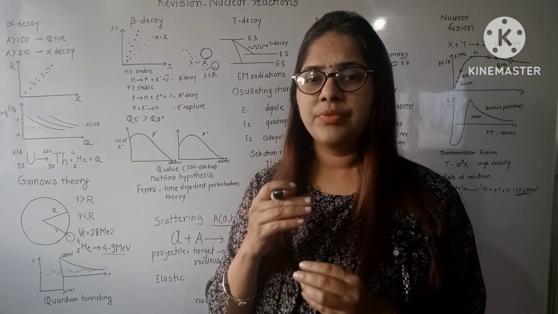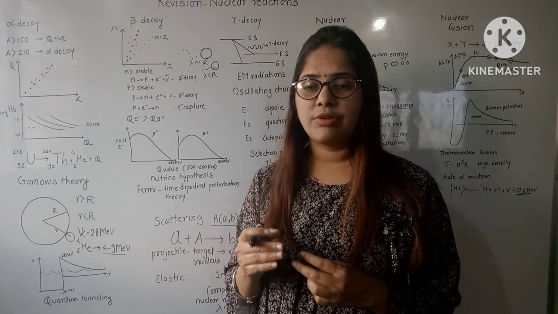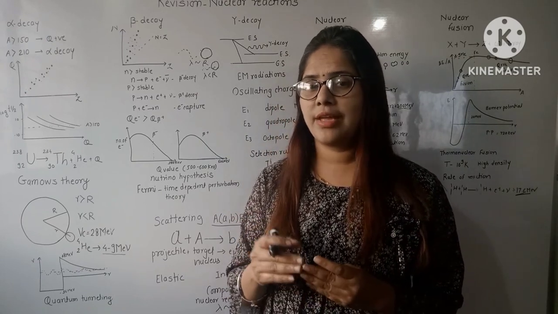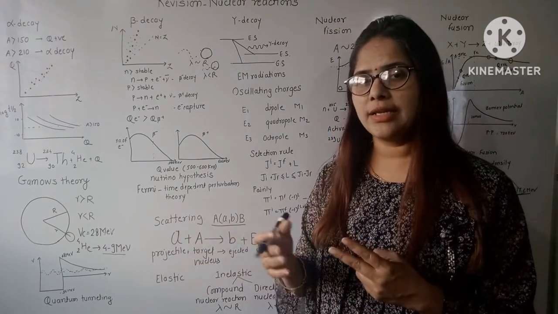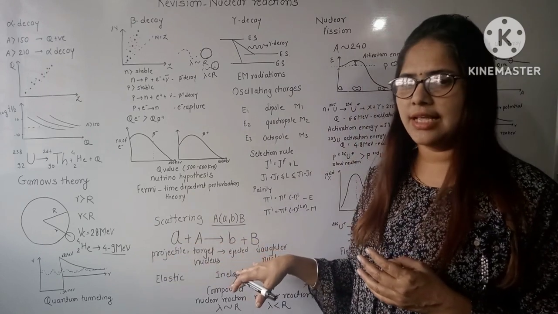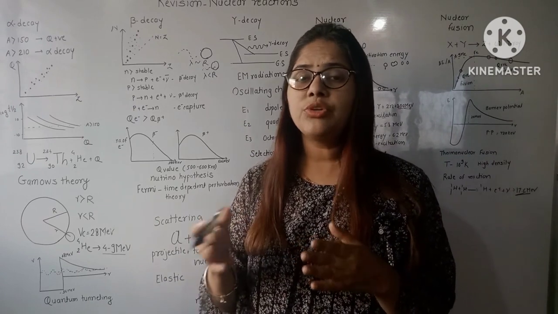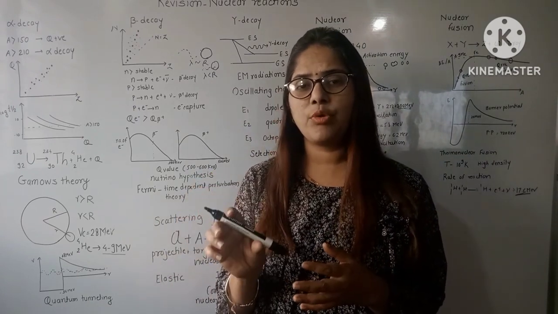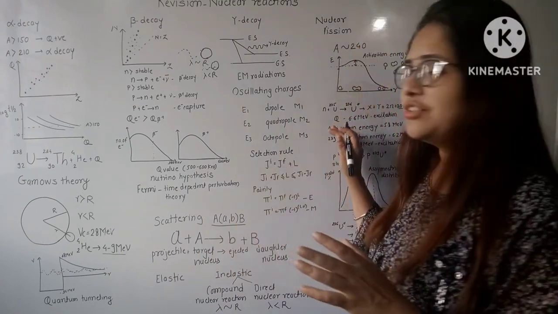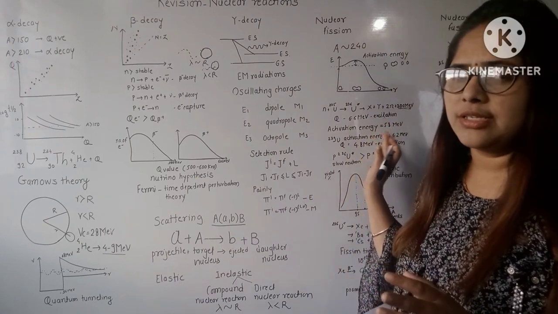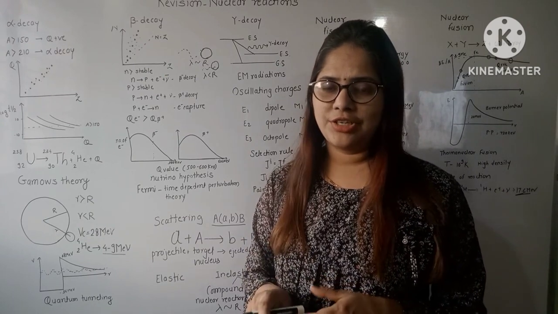So we can see that the decay reactions, alpha, beta and gamma decay, are among the most important nuclear reactions, along with scattering, which comes in two categories: elastic scattering and inelastic scattering. Inelastic scattering can also happen in two different ways, as the formation of a compound nucleus and a direct nucleus. And nuclear fission and nuclear fusion reactions are two more important nuclear reactions for energy generation.